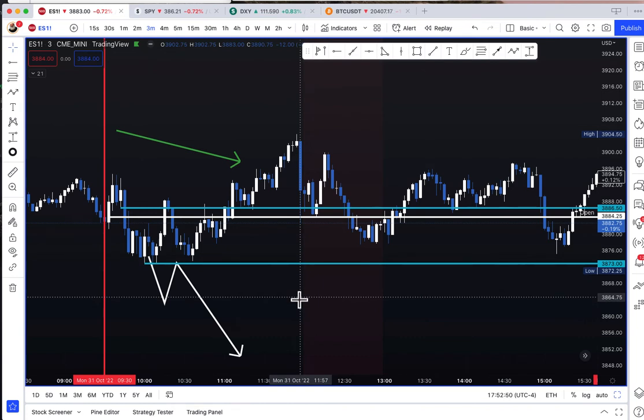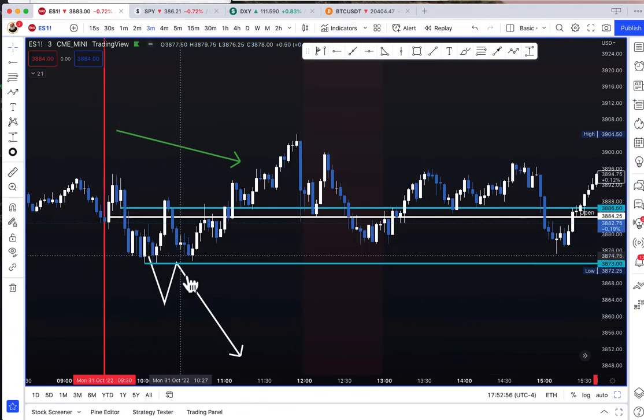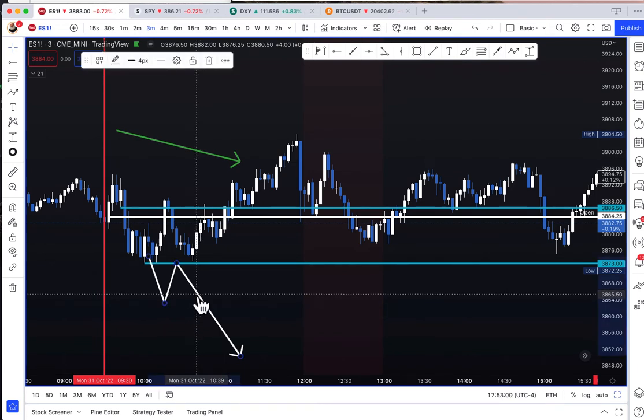I'm asked often, what's next? What am I looking at next? Well, at this point, when price is down in this area, this is what I'm looking for. This is where I would probably do my most leverage to go short. But that's not what happened.